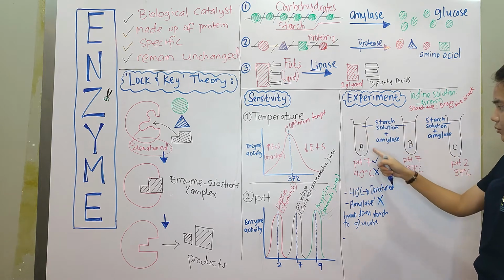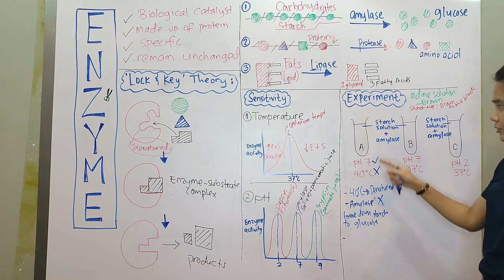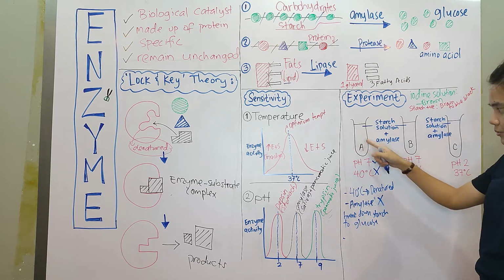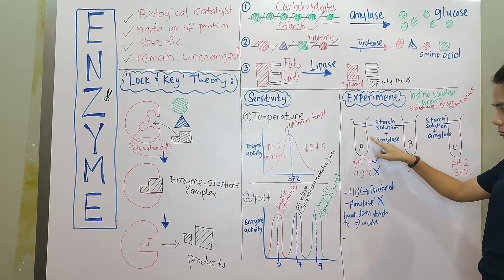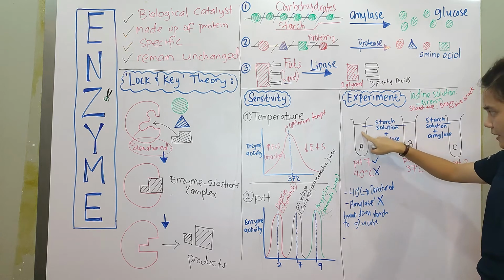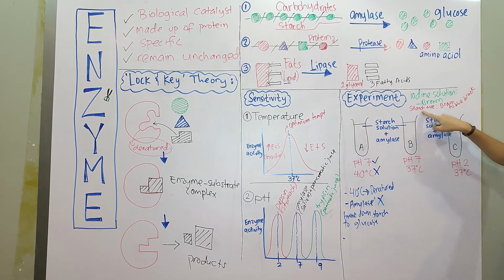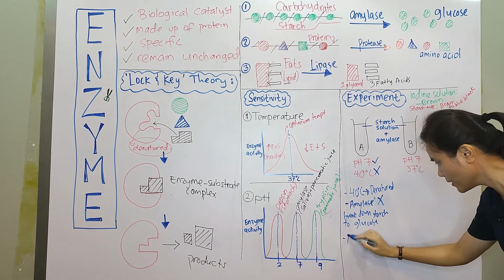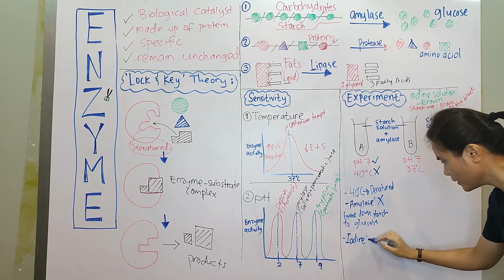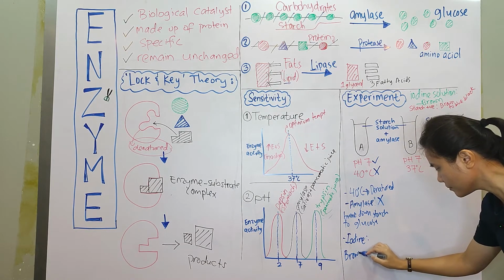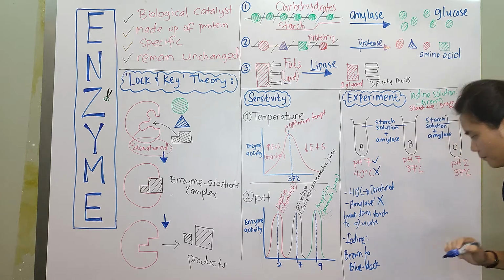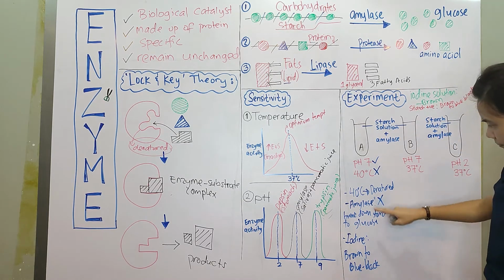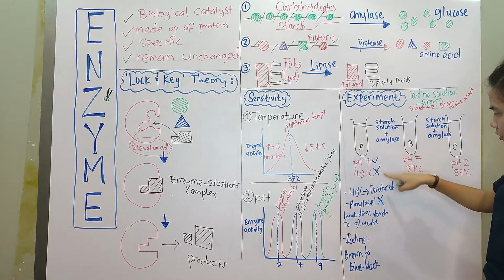So what happened? Then another question. Iodine solution is added to test tube A. What will happen to the iodine solution? Because starch is present here, because amylase cannot break down starch into glucose. So starch is there. So when you add iodine, if starch is present, what happens? It will change color from brown to blue-black.